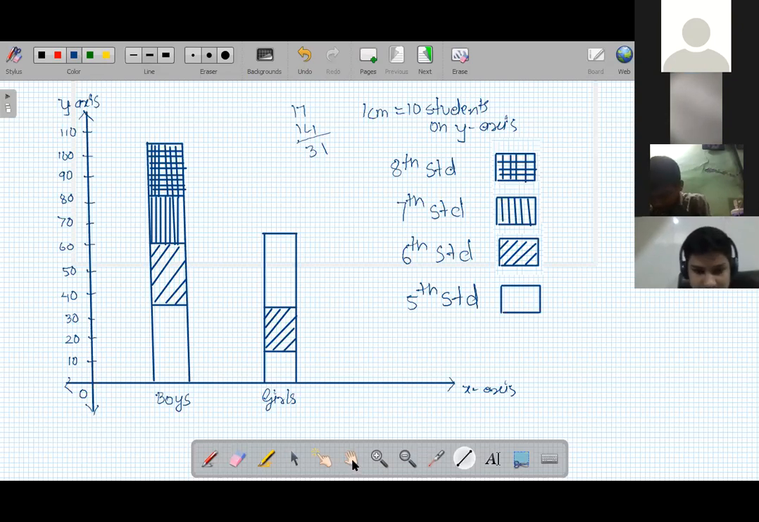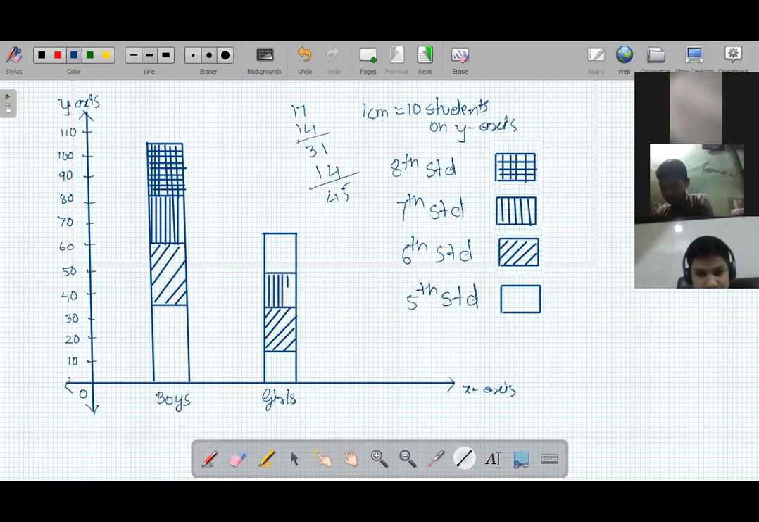Now after that, 7th standard. How many girls in 7th standard? 14. So you add 31 plus 14, this becomes 45. So you mark 45 here. So if this is 40, 45 will be in the middle. This is 45. So we'll do the pattern for this for 7th standard. So this is 7th standard.